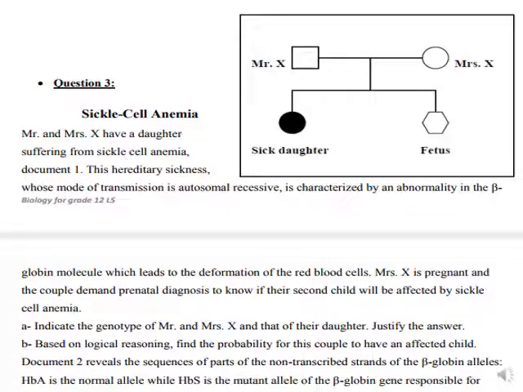Moving to question number 3, talking about sickle cell anemia. Mr. and Mrs. X have a daughter suffering from sickle cell anemia. Document 1 shows the pedigree. This hereditary sickness, whose mode of transmission is autosomal and recessive, is characterized by an abnormality in the beta globin molecule, which leads to the deformation of the red blood cells. Mrs. X is pregnant, and the couple demand prenatal diagnosis to know if their second child will be affected by sickle cell or not.